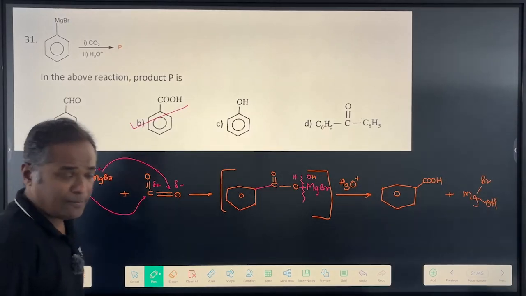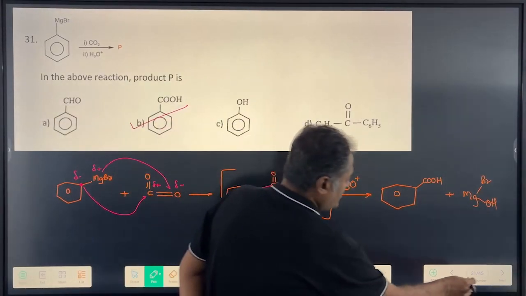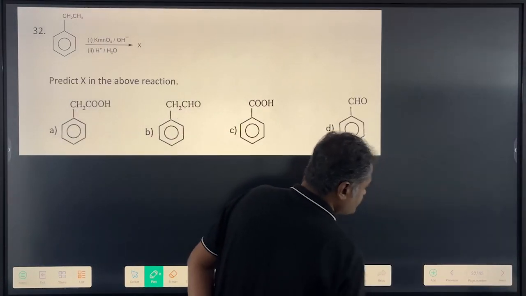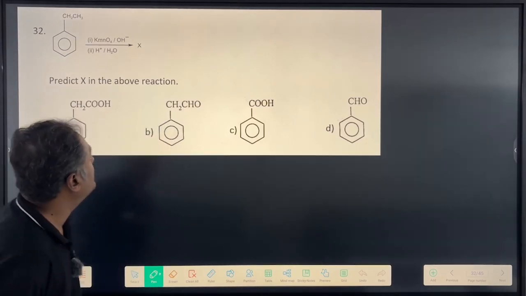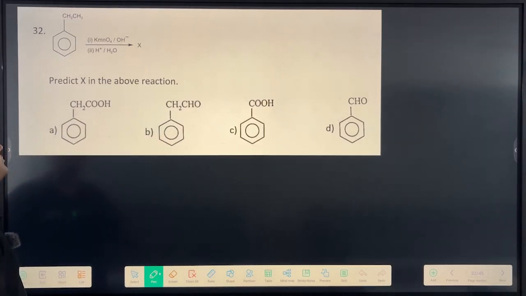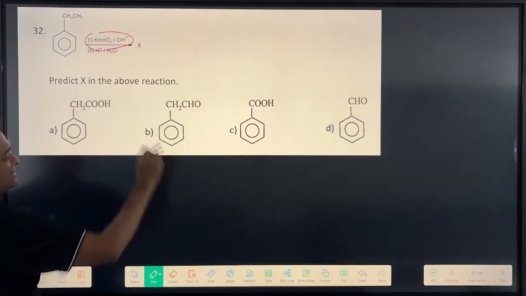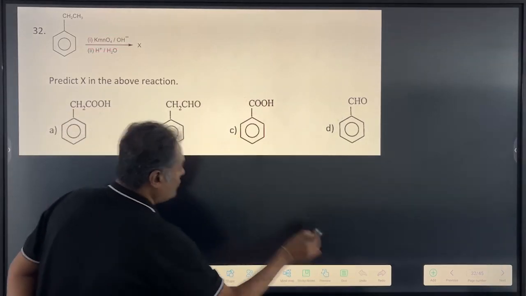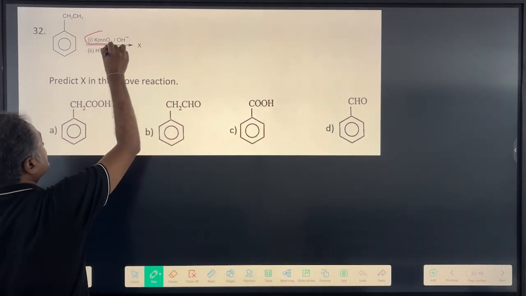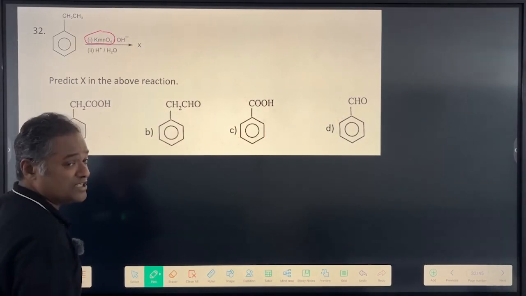Is it clear, child? Let's see the next question on the screen. Now here the question is like this. We have an alkyl benzene, which is ethyl benzene, and it has been treated with KMnO4. Basically when you talk about KMnO4, is it nothing but an oxidizing agent? Yes. So the answer is very simple.